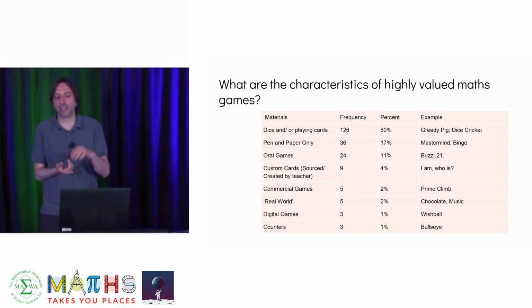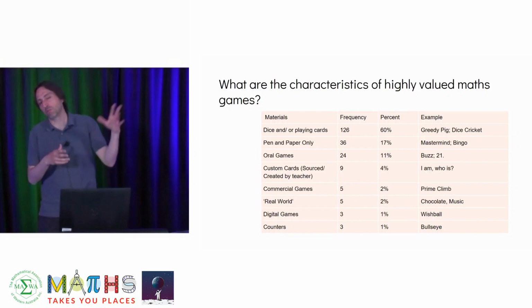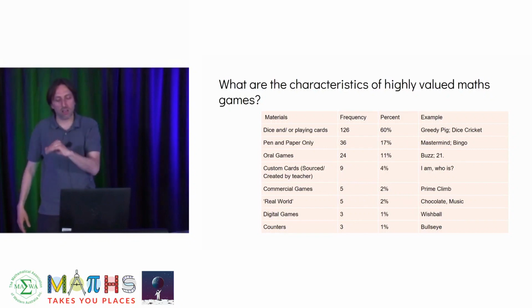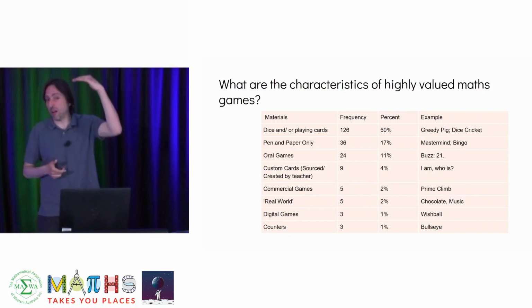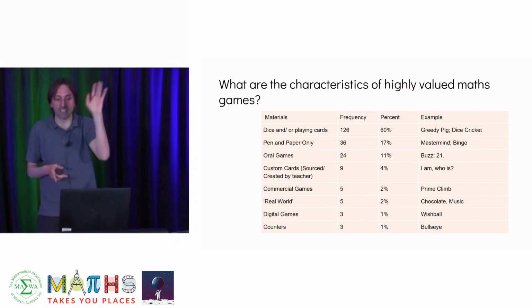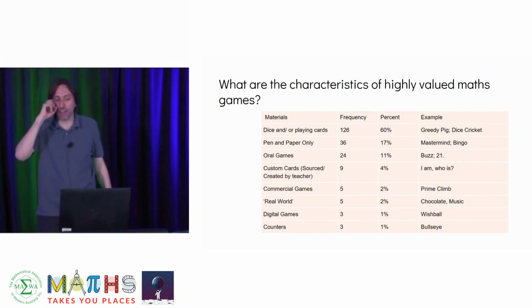So games like Mastermind or a bingo style game where, for example, students have written down some potential products and I say something like 8 times 4. Is it on your bingo sheet? Cross it off if it is. I'm just coming up with stuff as a teacher. It's just a pen and paper game. 11% said oral games like Buzz, 21, those types of games. They were pretty much the 3 main ones, but particularly dice and playing cards. You can see that the numbers drop off dramatically after that.